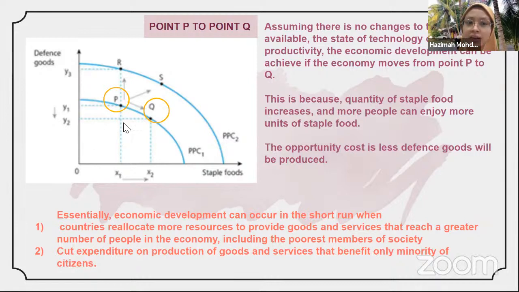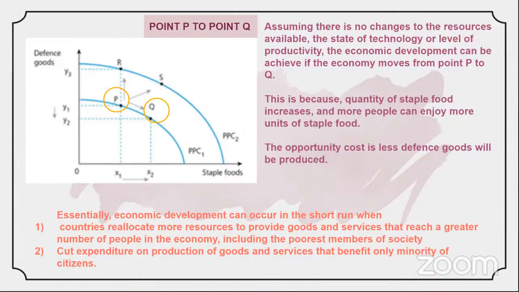Okay, short run ni sebab kita boleh reallocate resources in the short run untuk produce staple food. Tapi at the same time, kita tak boleh nak selalu kurangkan defense good ni, sebab yang ni pun necessity juga, sebab kita tahu in the future apa yang mungkin, kita punya country will be attacked. So kita still kena produce defense good ni. So kita tak boleh nak sentiasa kurangkan defense item ni untuk reallocate staple food saja. So dia akan jadi in short run kalau tak ada economic growth. Faham tak? Sebab nanti resources tu akan berkurangan as time goes by. Faham tak? Okay.